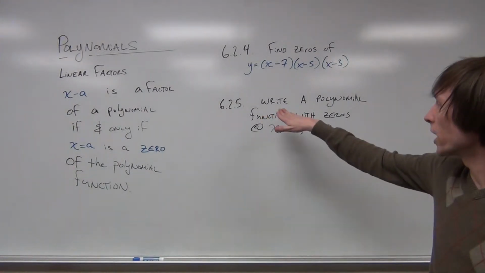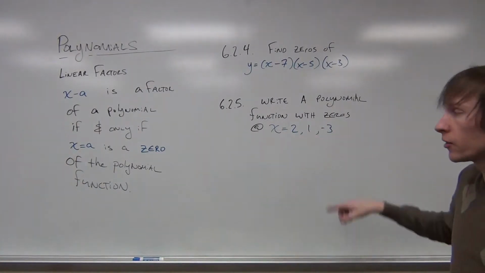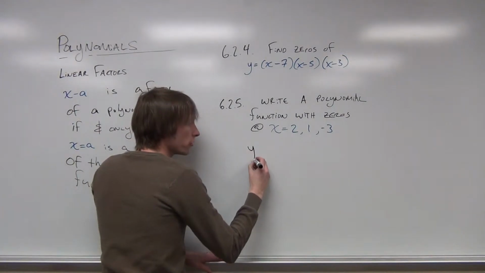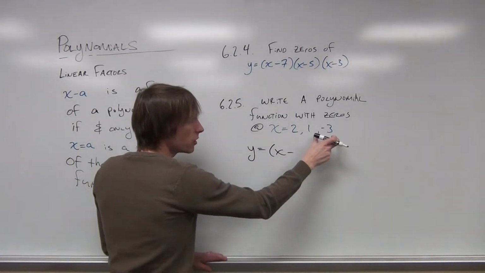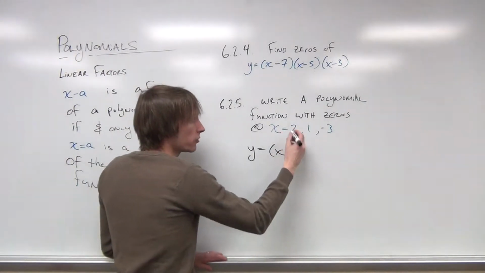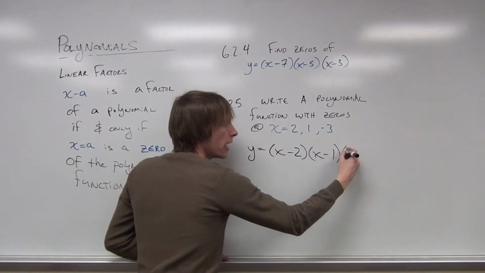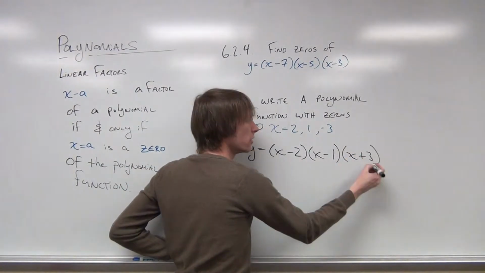So if we're told to write a polynomial function that has zeros at these values of x, then what we would do is write either y equals or f of x equals, it doesn't matter, y equals x minus each of these numbers. So x minus 2, and x minus 1, and x minus negative 3. I'm going to write that as x plus 3.